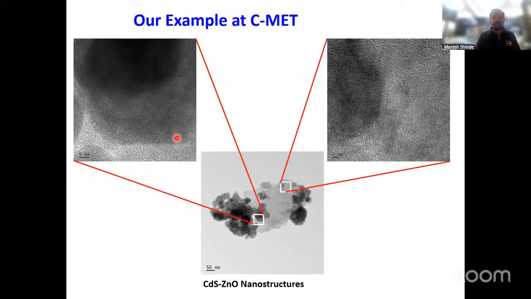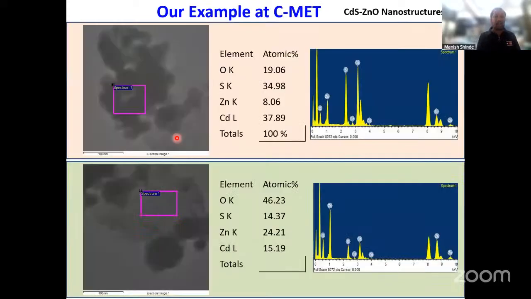But I wanted to further confirm. How will I do that? I'll use EDS analysis. So what I did was, I did EDS in the particulate region, spectrum 1. I did the EDS in the sheet-like region, spectrum 2. What I observed was in the particulate region, CD and S are dominating. See, more presence of CD is there, 37%, 34%. CDS is more dominating. Zn is only 8%, O is 19%.